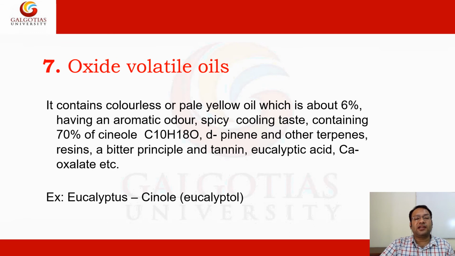Oxide volatile oil. It is a colorless or pale yellow oil, about 6%, having an aromatic odor, a spicy, cooling taste, containing 70% of cineol, C10H18O, dipentene and other terpenes, resins, a bitter principle and tannins, eucalyptic acid, calcium oxalate, etc. The example of this type of volatile oil is eucalyptus oil, which contains cineol or eucalyptol.